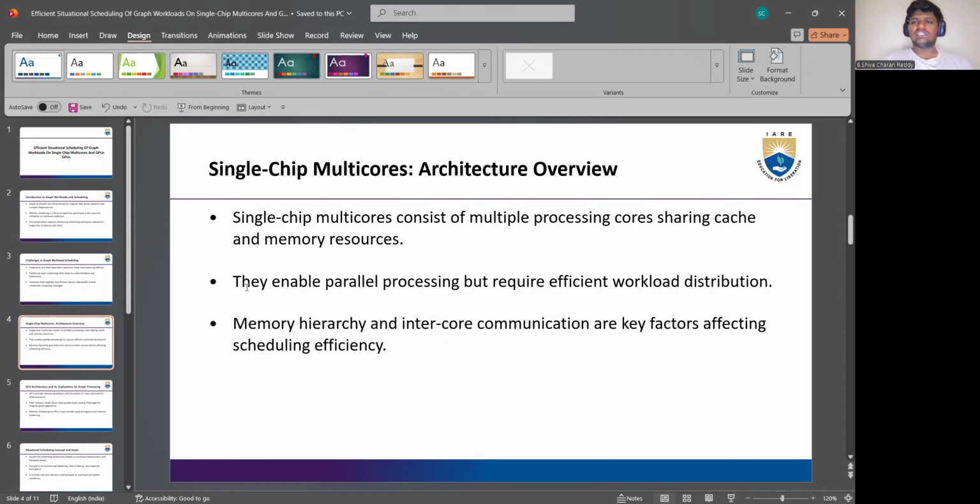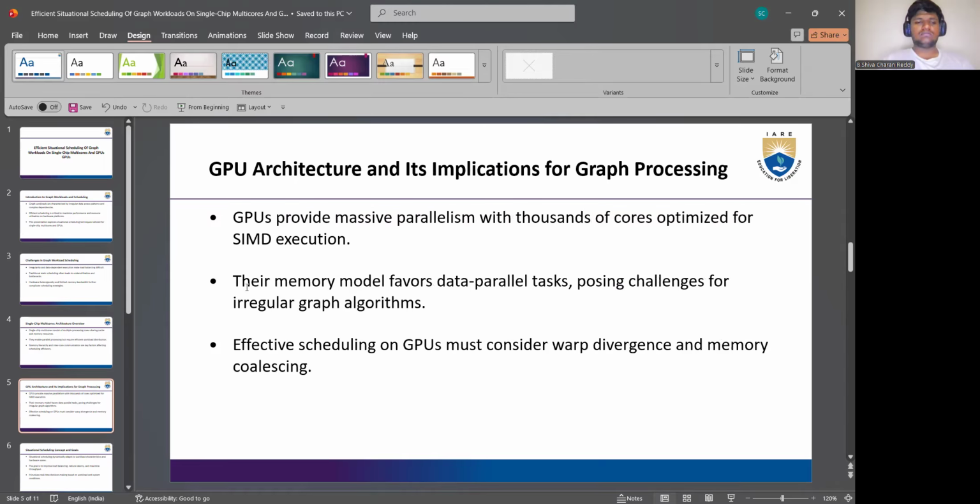So, in this single chip multi-cores, a single chip consists of different cores, like octa-core, dual-core, quad-core processors, which we see in every system nowadays. They all share cache and memory resources in a single chip. Due to having multiple cores, it enables parallel processing, but it requires efficient workload distribution to handle the parallel processing. Memory hierarchy and inter-core communication are key in affecting the scheduling efficiency that single chip multi-cores have.